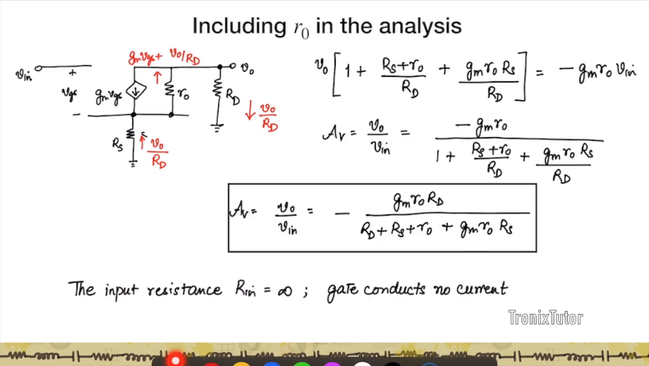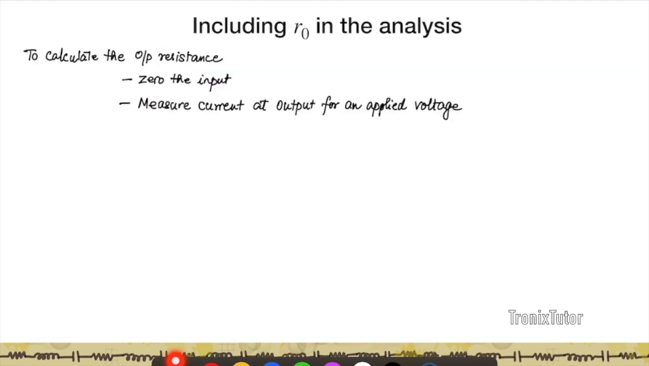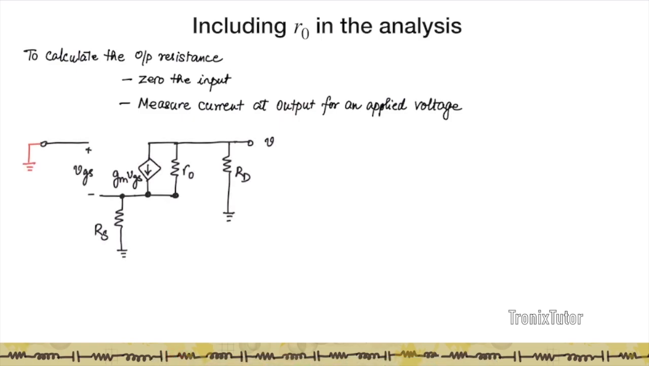Now again, if you look at the input resistance of the circuit, the input resistance continues to remain infinity because the input is applied to the gate and the gate is an open circuit. Now let's see what happens to the output resistance. So to recall, to calculate the output resistance, you zero the input and you measure the current at the output for a given applied voltage. So let's do that. Let's take the small signal circuit again, ground the input, and now apply a voltage at the output and measure the current that's flowing through the circuit.